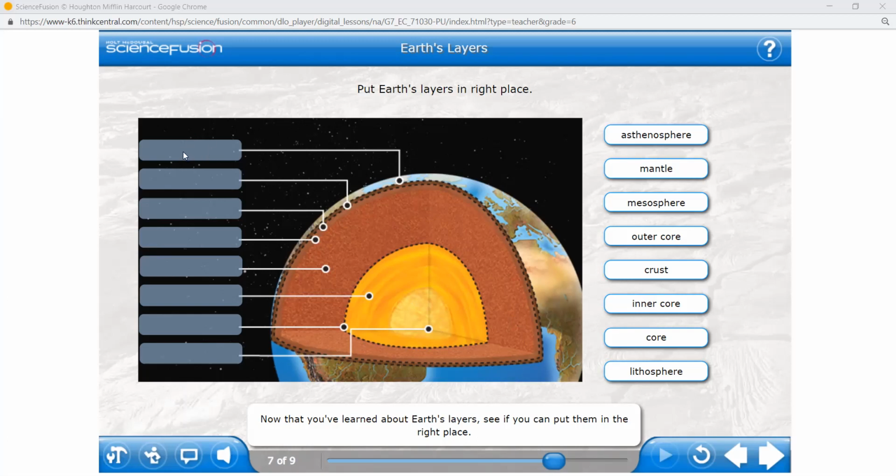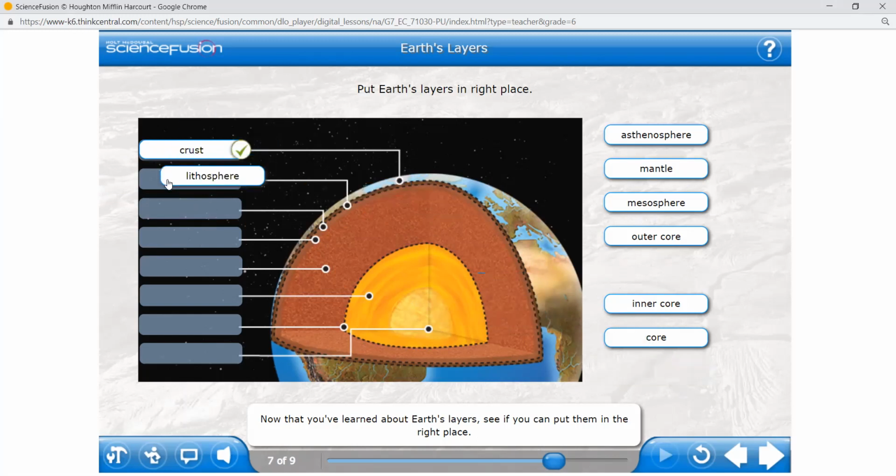The first one is the inner core. First from up, crust. Yes, Dishan. Next, what is it? The mantle. No. The lithosphere. Noor, what is next after lithosphere? Mantle. It's asthenosphere.